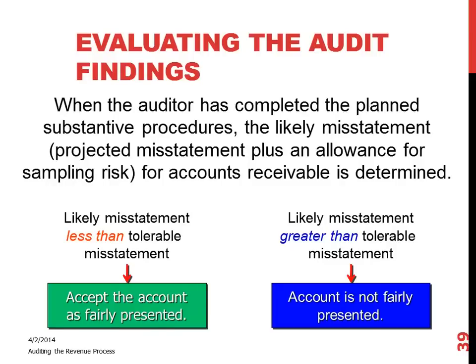Okay. So we've laid out the 6 steps in gathering evidence about the sales and collection cycle. And so now at this point, you've gone through the audit of that business process. Now you want to evaluate your audit findings. You've completed the planned substantive procedures. Now you want to look at whether there are any potential misstatements.